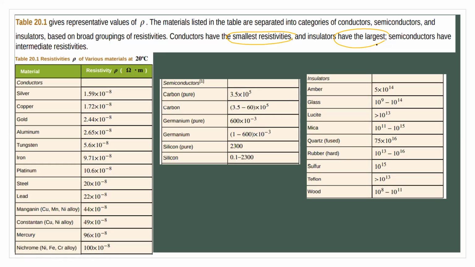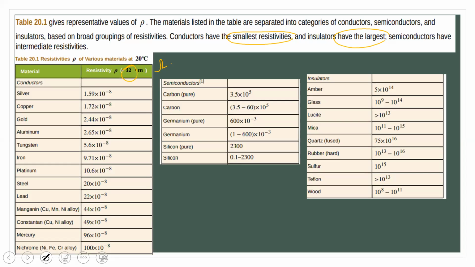And the resistivity is rho, and its unit is ohm per meter. For the semiconductor, I told you they are between them. Insulators have the largest resistivity. Look at the insulators, like glass, telephone, wood. That's why sometimes, if you look at the wire, it isn't made from aluminium or gold or copper, because there's a greater resistance.